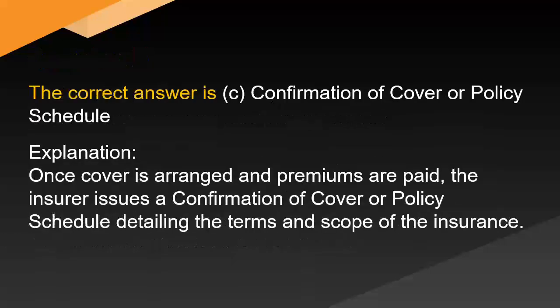The correct answer is C. Confirmation of Cover or Policy Schedule. Explanation. Once cover is arranged and premiums are paid, the insurer issues a confirmation of cover or policy schedule detailing the terms and scope of the insurance.